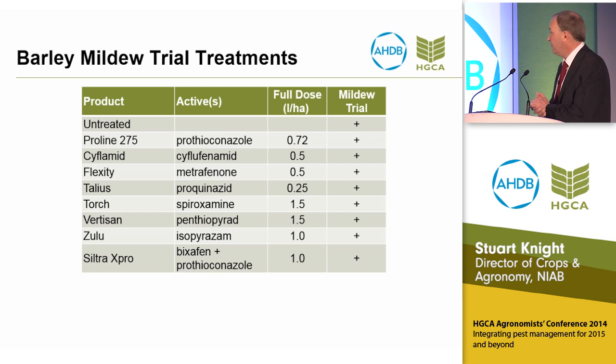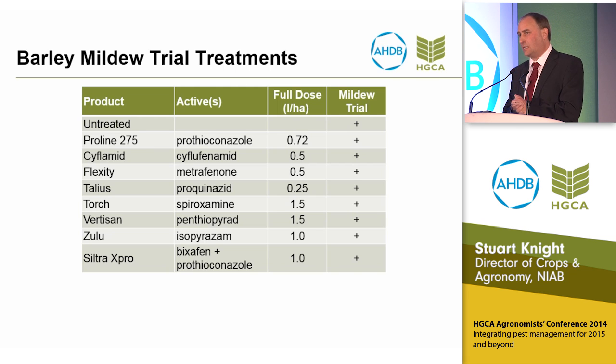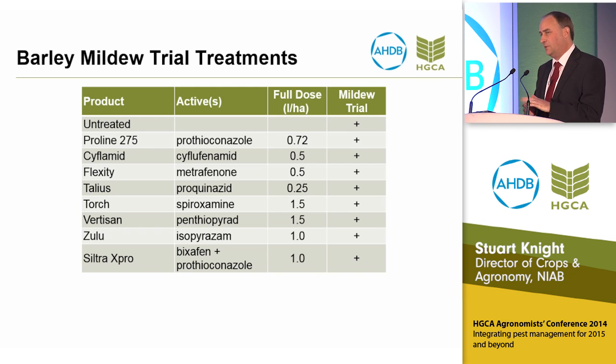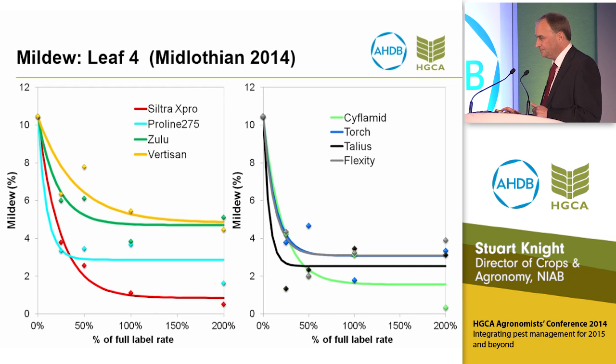So the last of the many, many sets of data to show you is the barley mildew trial data. And that's a totally different data set to what you saw for the other barley diseases. Clearly we have some straight mildewicides in here. So we've brought in the Cyflamid, the Flexity, the Talius and the Torch mildewicides up against really our standard Proline, and also looking at some of the SDHI or SDHI mixtures, Vertizan, Zulu and Siltrex Pro.